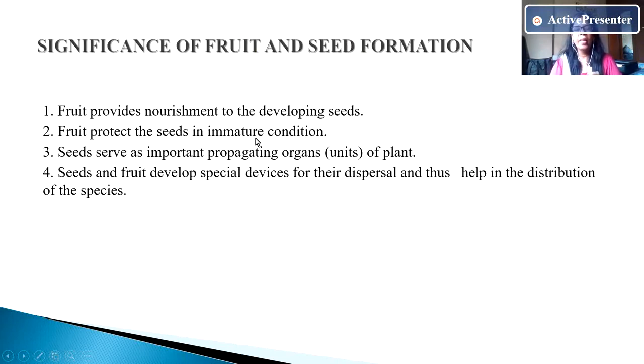Then what is the significance of fruit and seed formation? Fruit provides nourishment to the developing seeds. Fruit protects the seed in immature condition. Seed serves as an important propagating organ, that is unit of plant. Seed and fruit develop special devices for their dispersal and thus help in the distribution of the species.